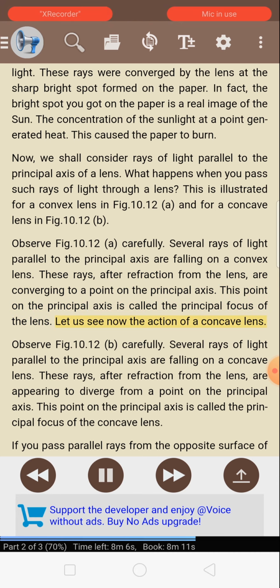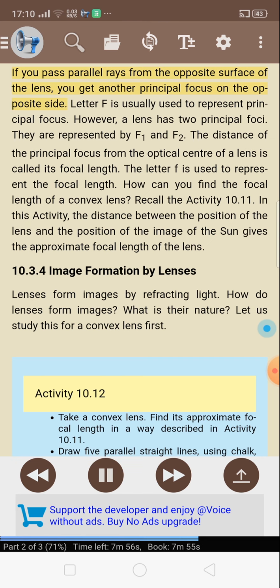Let us see now the action of a concave lens. Observe Fig. 10.12b carefully. Several rays of light parallel to the principal axis are falling on a concave lens. These rays, after refraction from the lens, are appearing to diverge from a point on the principal axis. This point on the principal axis is called the principal focus of the concave lens. If you pass parallel rays from the opposite surface of the lens, you get another principal focus on the opposite side. The letter F is usually used to represent principal focus. However, a lens has two principal foci. They are represented by F1 and F2.